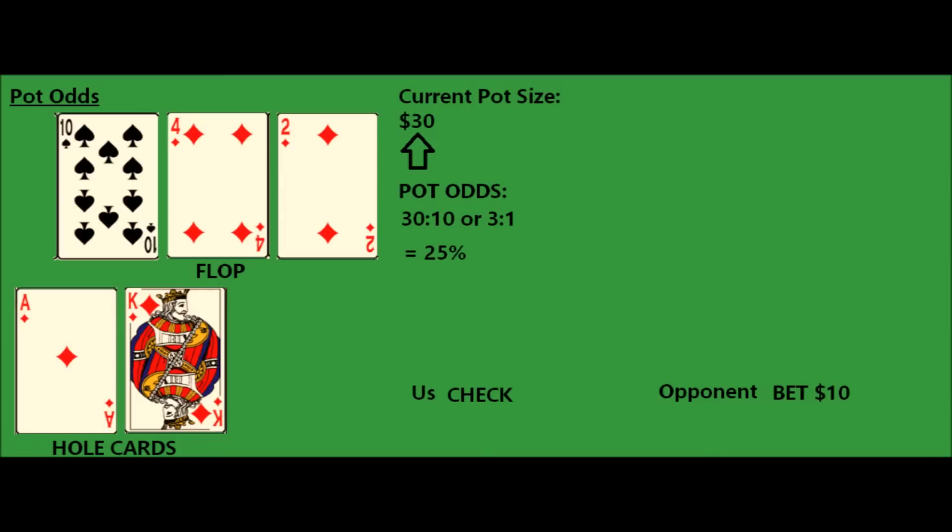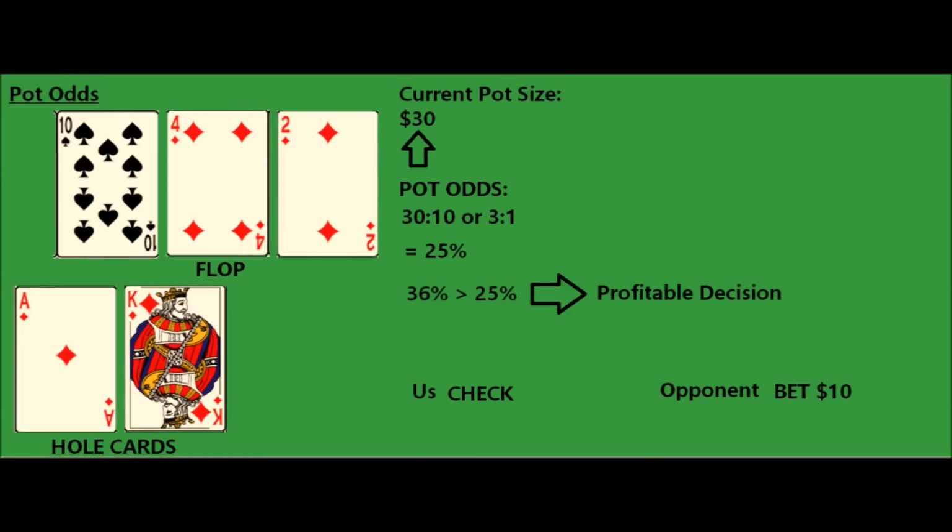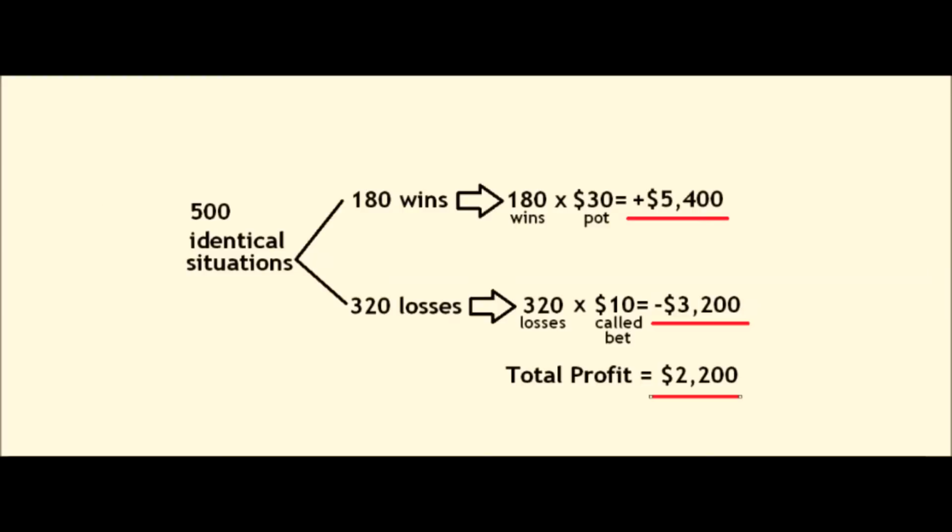Next, we check to see if risk is being outweighed by reward. In other words, our chances of winning have to be greater than the pot odds in order for calling the bet to be a profitable decision. In this case, our 36% chance of winning the hand that we calculated in the previous section clearly outweighs the 25% pot odds, thus it is the correct decision to call. Here's a quick diagram that shows how this decision will manifest itself into profit over the course of 500 identical situations.